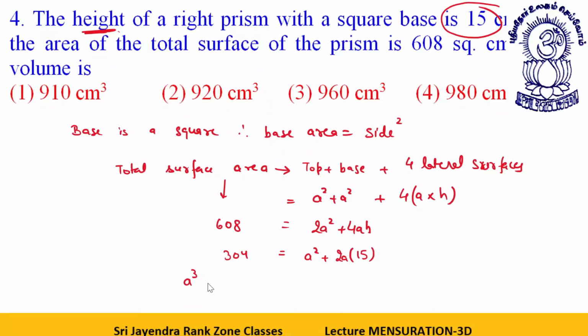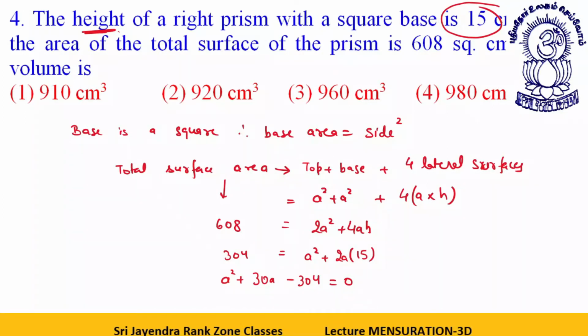So a square plus 30a minus 304 is equal to 0. This is the basic quadratic equation: a square plus 30a minus 304 is equal to 0.